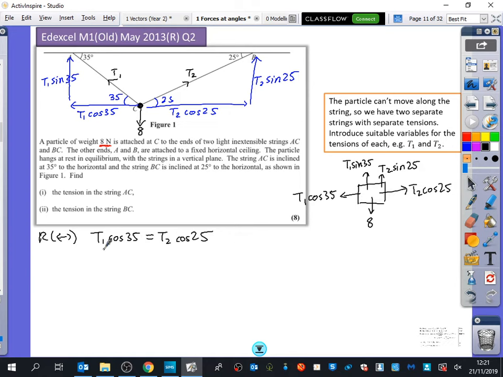Isn't that two different variables? They are two different variables, yeah. So why don't we make one of the things the subject? Let's say T1 is equal to T2 cos 25 divided by cos 35. I've just made it the subject because I know I'm probably going to need to substitute it in the next part.